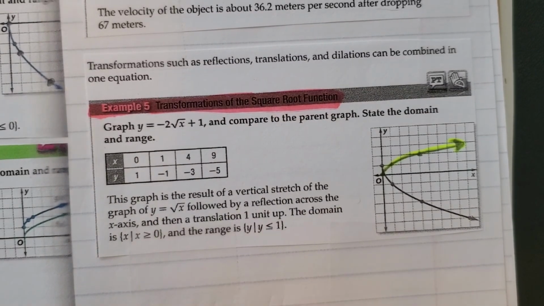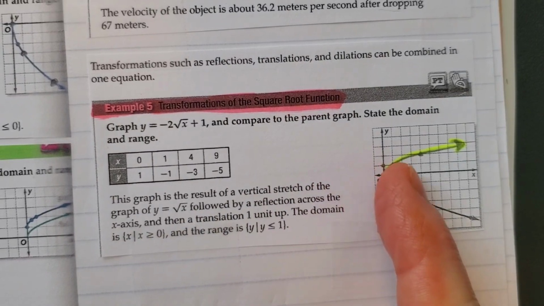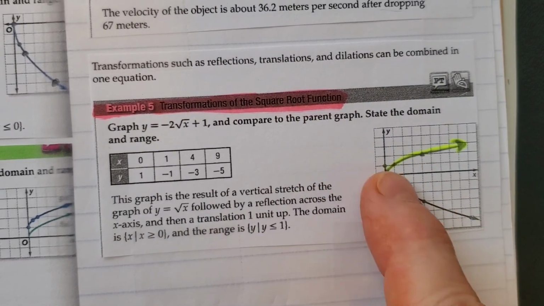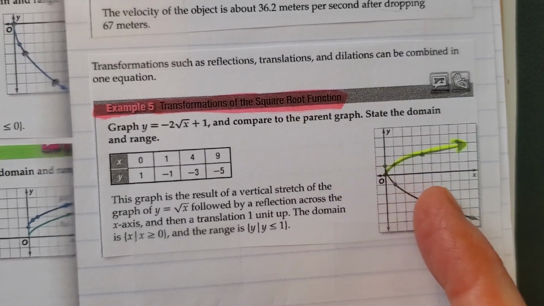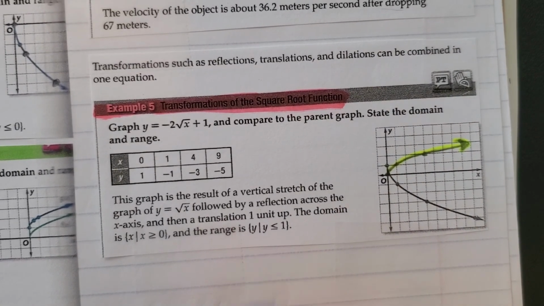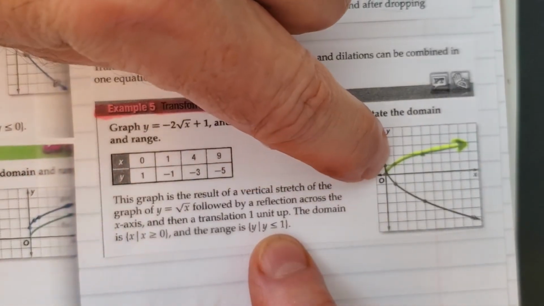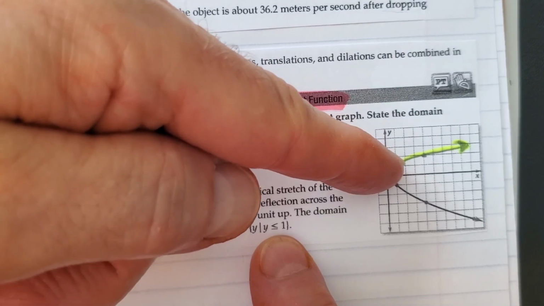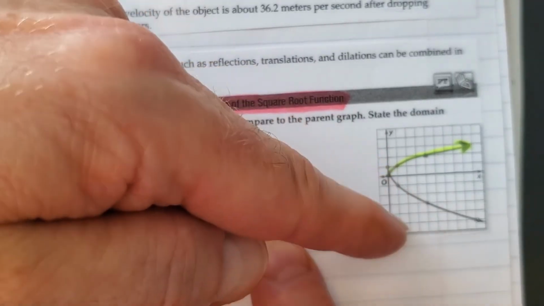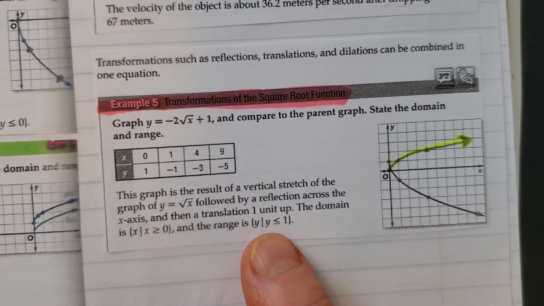What are the domain and range? Well, the domain is x greater than or equal to 0 because it starts here and goes right. We're talking about this function here. It goes right, x greater than or equal to 0. What's the range? y is less than or equal to 1. So it starts here at 1 because it went up, and everything is down, so your range is y less than or equal to 1.